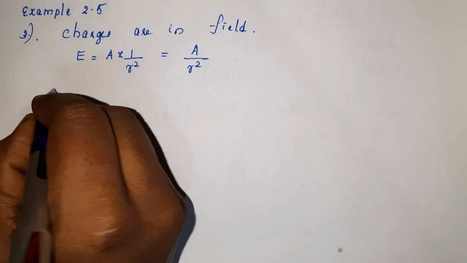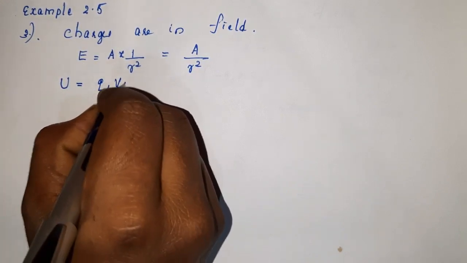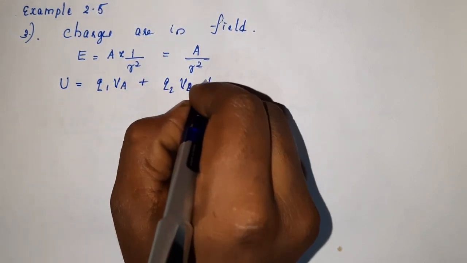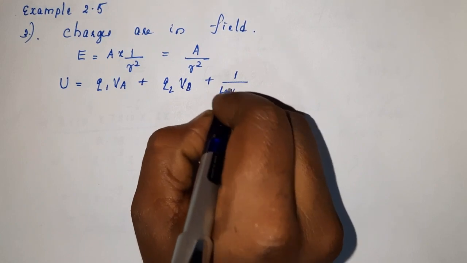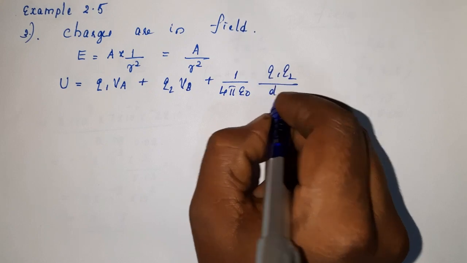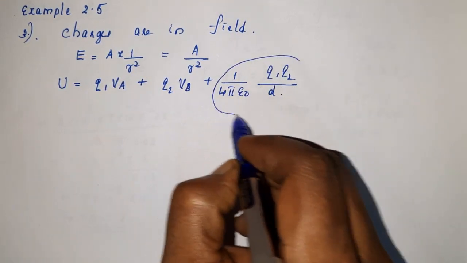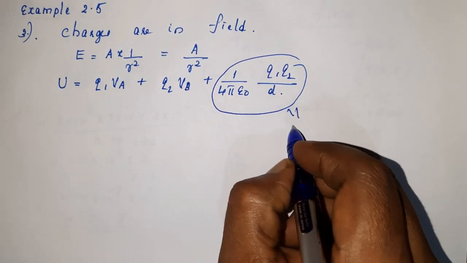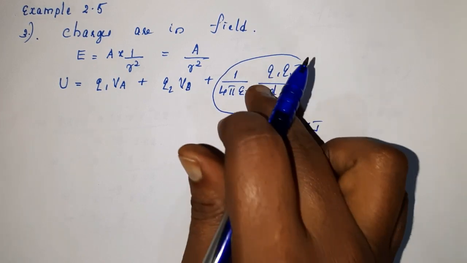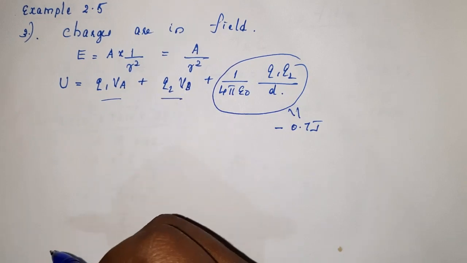So what is the expression for that potential energy in the presence of an external field? Q1 VA plus Q2 VB plus 1 by 4 pi epsilon 0 Q1 Q2 by d, where d is the separation between them. Of these three terms, this part we have already done, and that is equal to minus 0.7 joule. So this part we already have. And now what we need to find is these two parts.